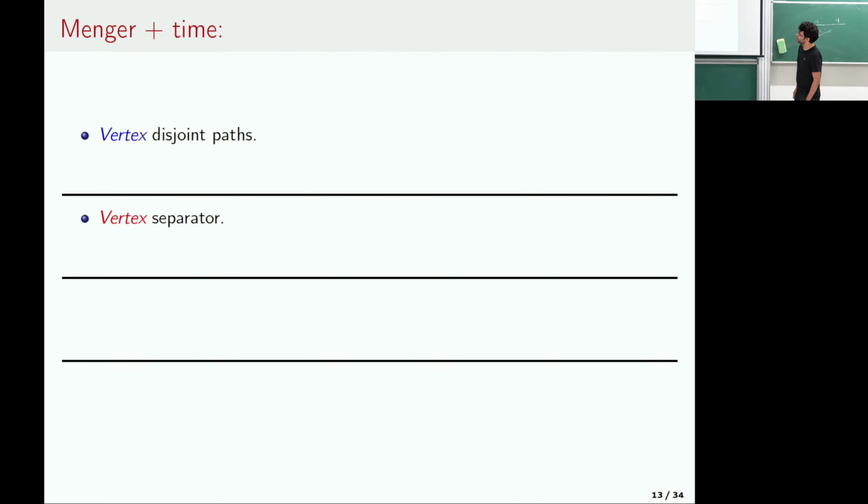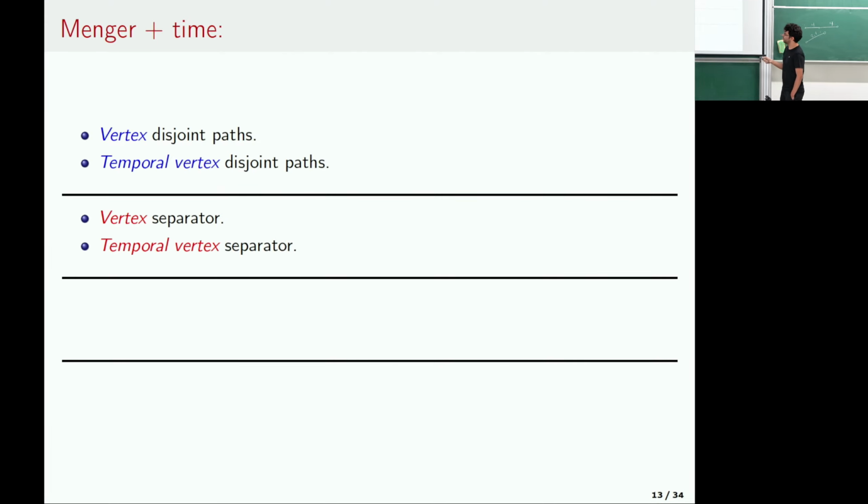Okay. So how do we add then the time setting to the Menger thing? We can think about vertex disjoint paths, and we can think of a separator in the way that we want to delete vertices from our graph. And by deleting a vertex, I mean delete every occurrence of that vertex at every time. I can think of temporal vertex disjoint paths, and I can think of a temporal vertex separator.